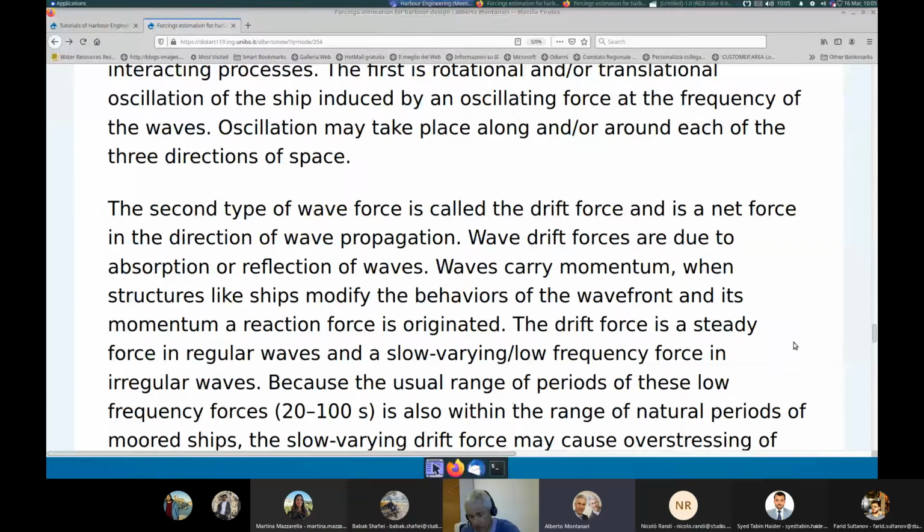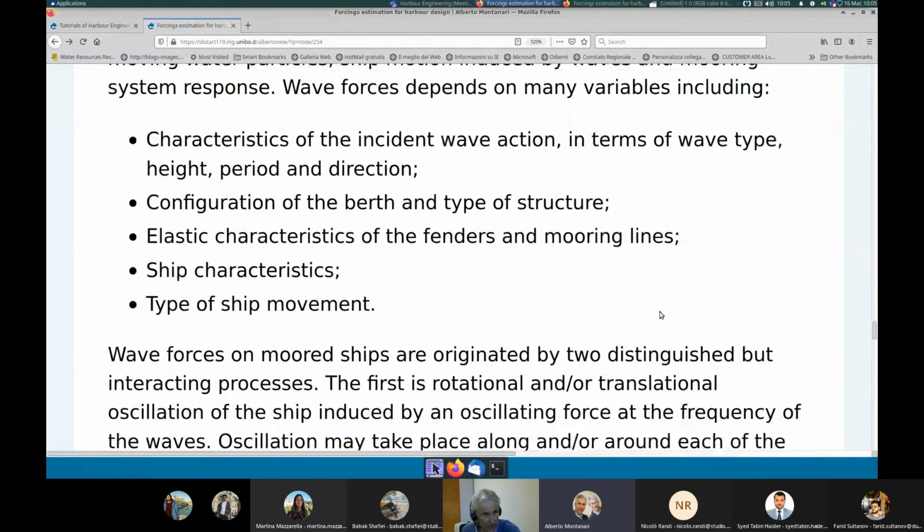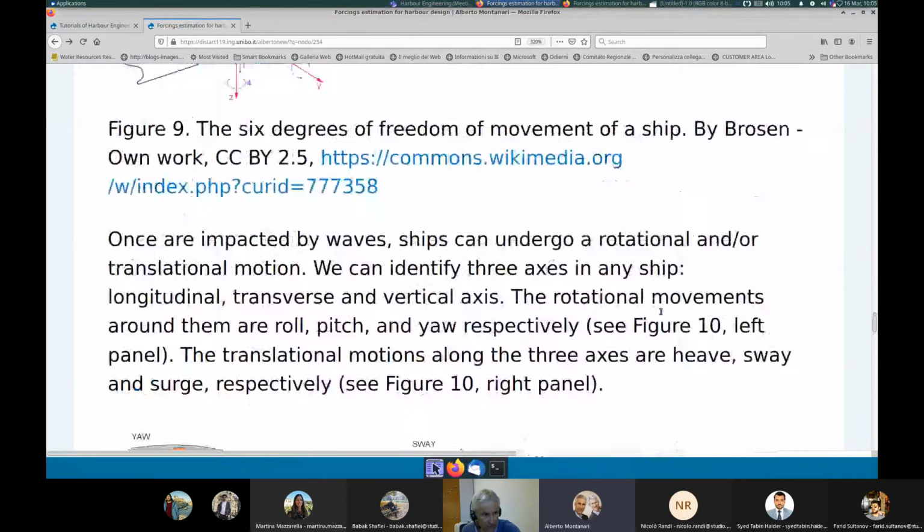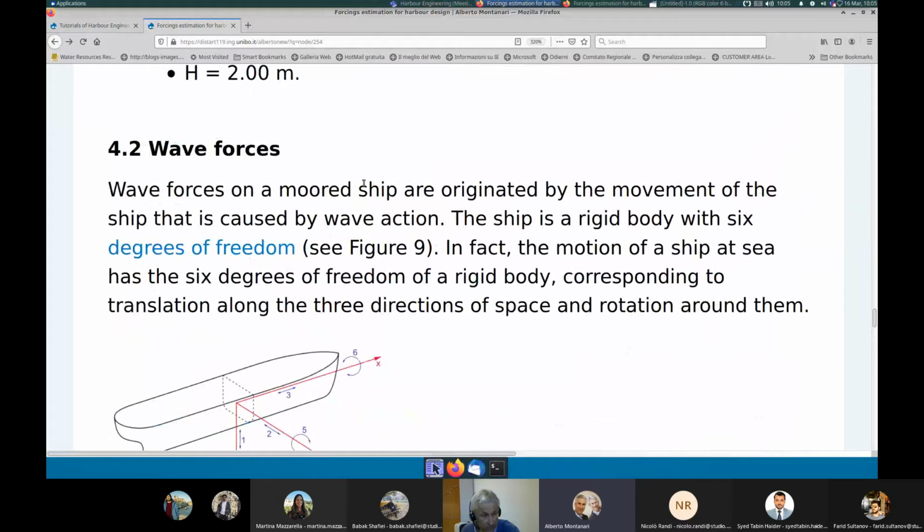Started, let me make a brief recap. And I apologize for taking 2 minutes to make a recap. I think it is important. And let me go then at the beginning of what we discussed about wave forces. And the recap is as follows.